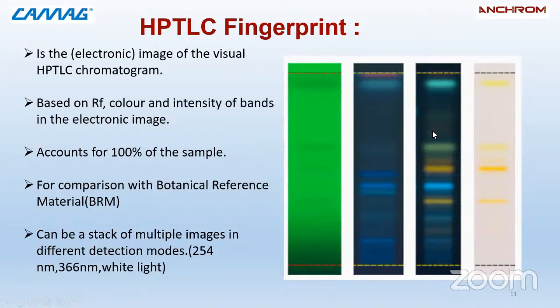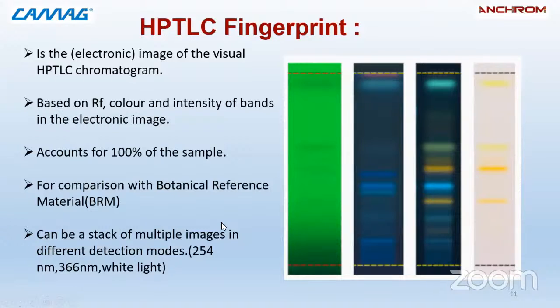That means, suppose you have got a profile something like this for your sample, you are supposed to record its RF value. What is the RF value? Retardation factor value. What is the color of the band which you have got, and intensity. Intensity is subjective. You can consider the highest intense band. For example, in this case, this or this will be the band which will be showing highest intensity, and accordingly you can decide intensity for the other bands. It should account for 100% of the sample, and for comparison you can use botanical reference material or BRM.